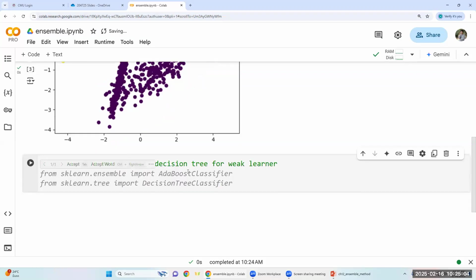So we start off using the ensemble library. We have AdaBoost classifier. This AdaBoost classifier is the one that we discussed in class. Basically, it will manipulate the training examples. And then we also have to import the weak learner, which is the decision tree classifier. When we import these two libraries, we have to specify the weak learner first.